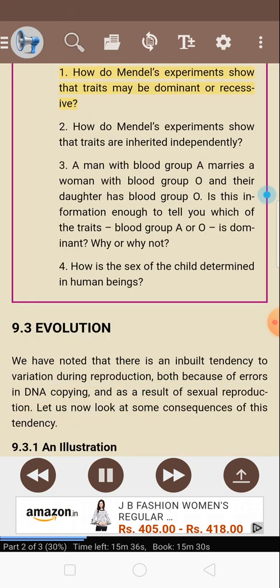Questions. 1. How do Mendel's experiments show that traits may be dominant or recessive? 2. How do Mendel's experiments show that traits are inherited independently? 3. A man with blood group O marries a woman with blood group O and the daughter has blood group O. Is this information enough to tell you which of the traits blood group O or O is dominant? Why or why not? 4. How is the sex of the child determined in human beings?